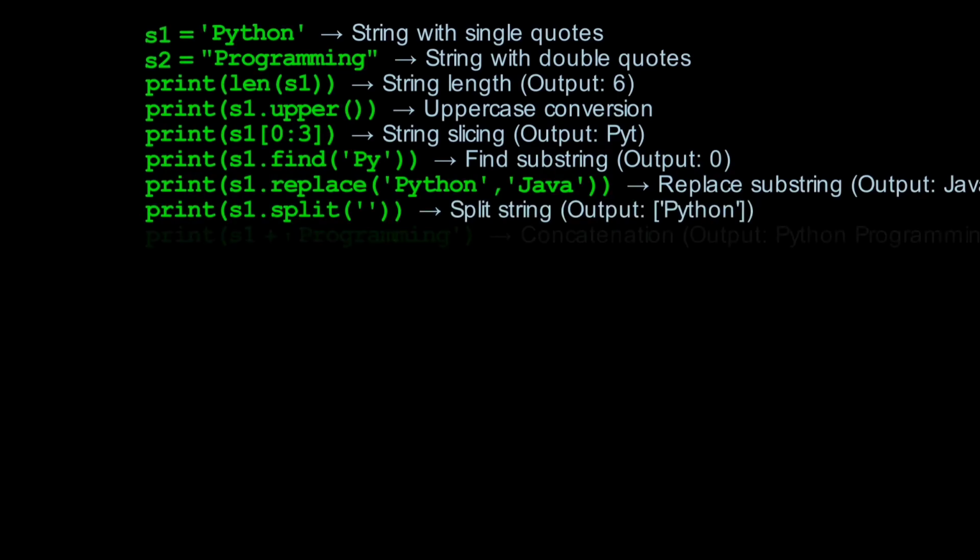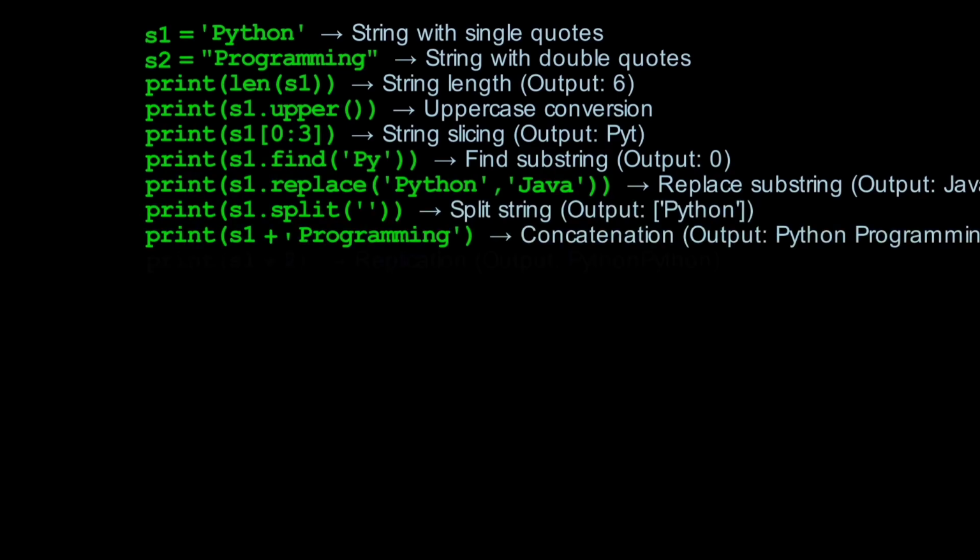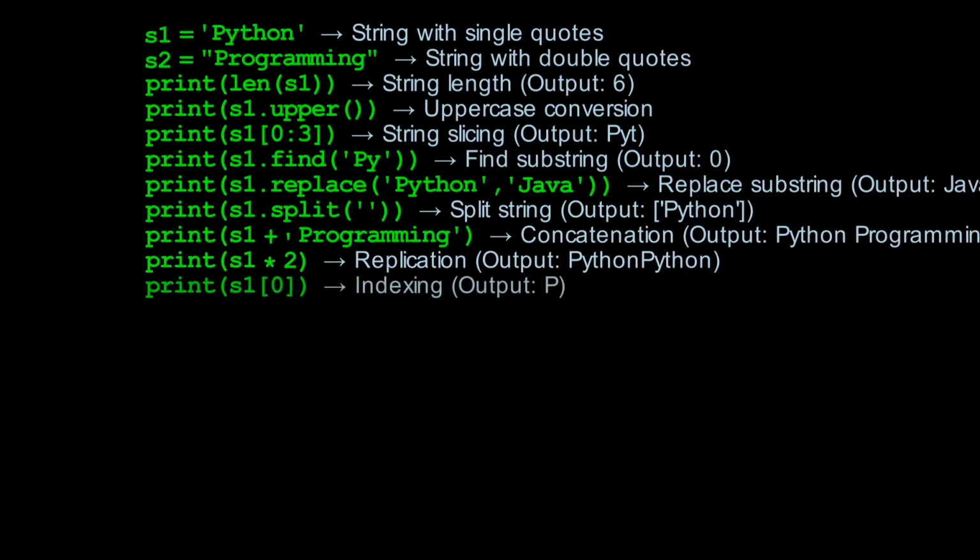Next, string manipulation. The concatenation joins strings together, creating the words Python programming. The multiplication operator repeats strings, duplicating Python twice. And finally, individual characters or slices, accessing the first character and a specific slice. There are many more methods for strings which can be learned over the course of time.